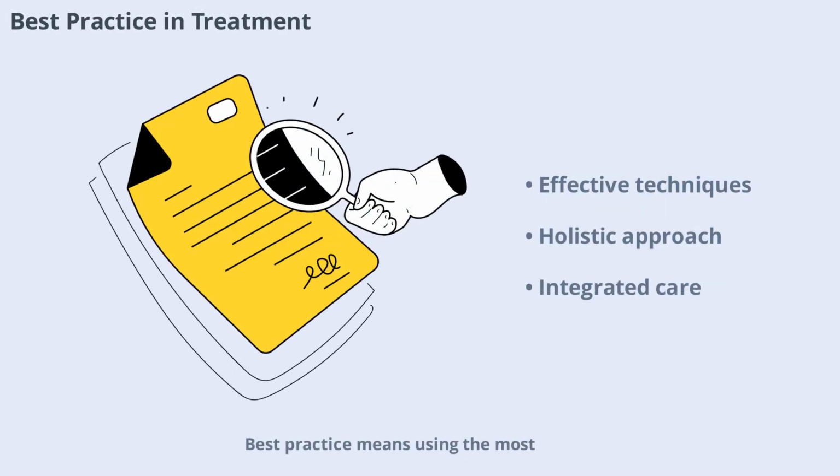Best practice means using the most effective techniques based on current evidence, available time, and equipment. Therapists must balance physical therapy interventions with other treatments and activities the patient is undergoing. This holistic approach ensures that therapy is integrated into the patient's overall care plan, maximizing benefits and minimizing risks.